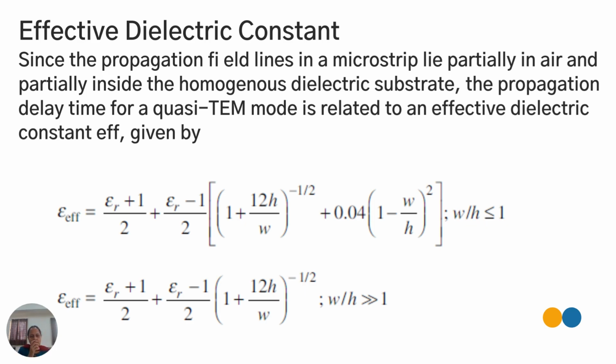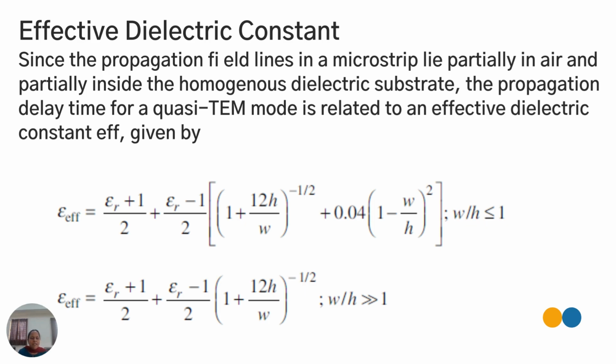Since the propagation field in the microstrip line is partially in air and partially inside the dielectric substrate, we have an effective dielectric constant that is given by the formula epsilon r plus 1 by 2, plus epsilon r minus 1 by 2, into 1 plus 12h. This is a very common formula, and it holds good when W by H is less than 1.